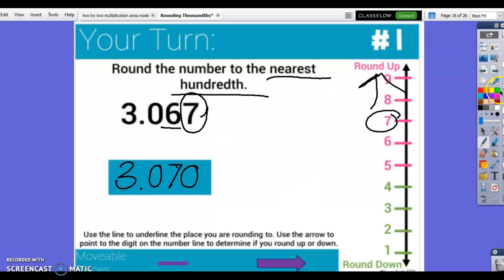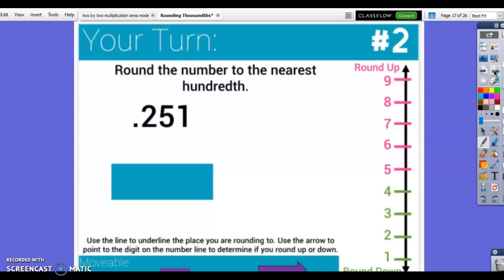And here's one for you. Pause the video here and see if you can round 251 thousandths to the nearest hundredths. You should have underlined your 5. Circle your 1 in the thousandths place, and the 1 says, oh, we stay the same. So we're going to write our 250 thousandths, and there's your answer.